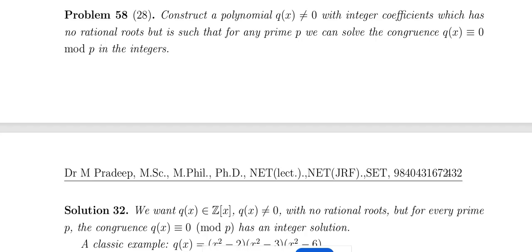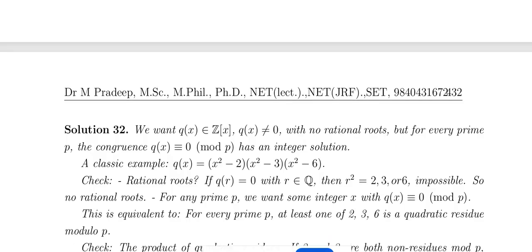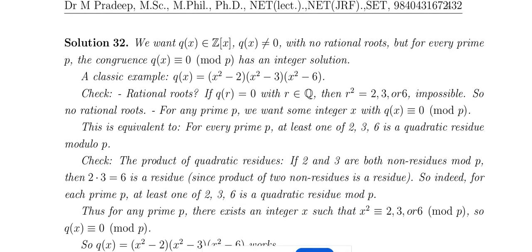So this is the constructed polynomial q of x with integer coefficients which has no rational roots, but is such that for any prime p, the congruence q of x congruent to 0 modulo p has a solution in integers. That type of polynomial, q of x with no rational roots, has an integer solution modulo every prime p. So that is in the form of like this.